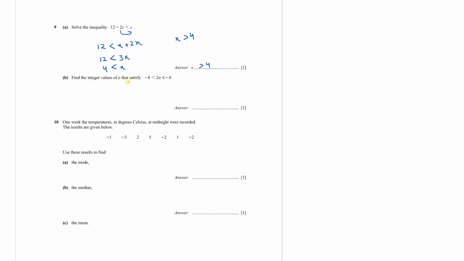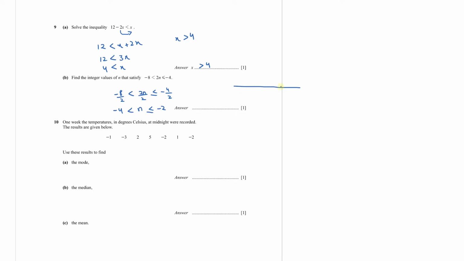Find the integer values of n that satisfy this inequality. So to find the value of n, I need n here, so I'll divide by 2 throughout. So I will get minus 8 by 2 is less than 2n over 2 is less than or equal to minus 4 over 2. So minus 8 divided by 2 will be minus 4. This will be just n here, and then less than or equal to minus 4 divided by 2, which will be minus 2. So n is greater than minus 4 but less than or equal to minus 2.